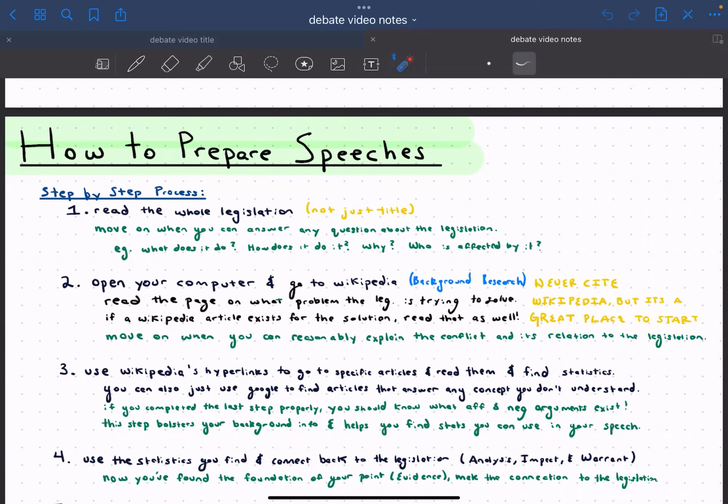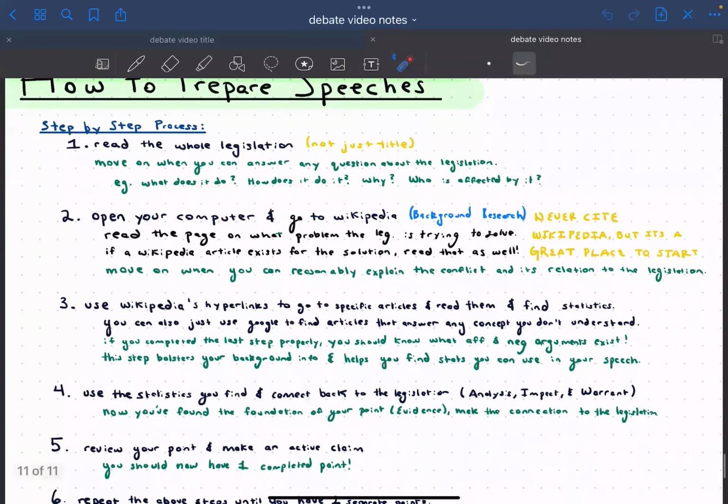So it's really important to focus on the legislation and only move on from this step when you can answer any question about the legislation, about what parts they have, about what it's doing, why it's important, things like that. I put a couple of sample questions here.